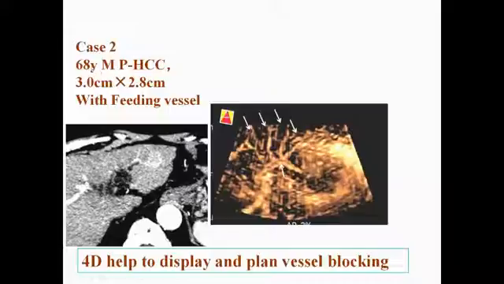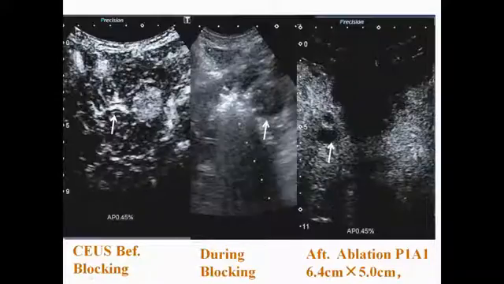Another case, we can see this is a male case with a 3 centimeter tumor just here, and the feeding artery is very clear. By using the 4D, we can see the feeding artery, maybe 2 is here. So we like to cut the tumor feeding artery here and here. This is the before. You can see the feeding artery during the feeding artery blocking, and here is after the feeding artery blocking. We can see a big area with no perfusion anymore.